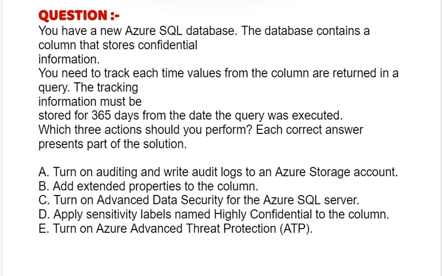Option A. Turn on auditing and write audit logs to an Azure storage account. Option B. Add extended properties to the column. Option C. Turn on advanced data security for the Azure SQL Server. Option D. Apply sensitivity labels named Highly Confidential to the column. Option E. Turn on Azure Advanced Threat Protection (ATP).